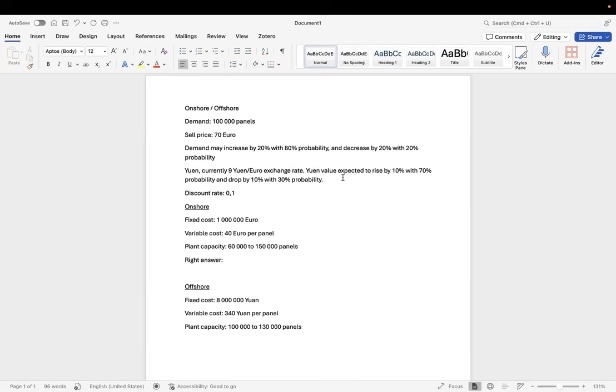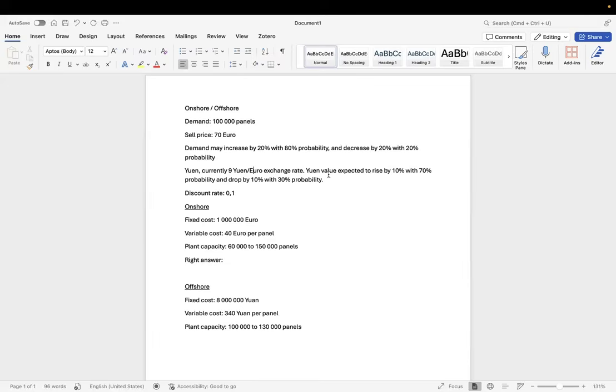We are told that the yen's value is expected to rise by 10% with a 70% probability and drop by 10% with a 30% probability. This means that when the yen's value rises by 10%, our exchange rate would then decrease, meaning that we need less yen equal to 1 euro. If the yen's price drops, it means that we have to increase the amount of yen to be valued the same as 1 euro.